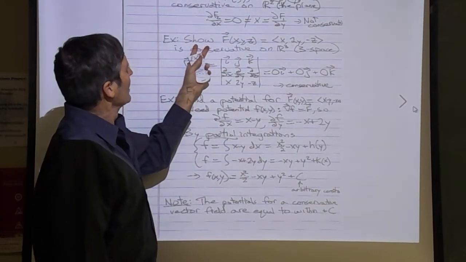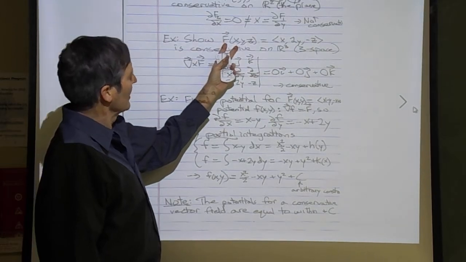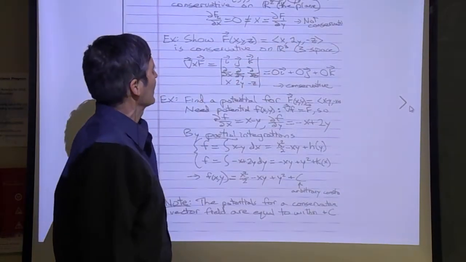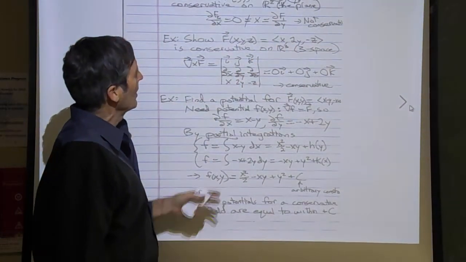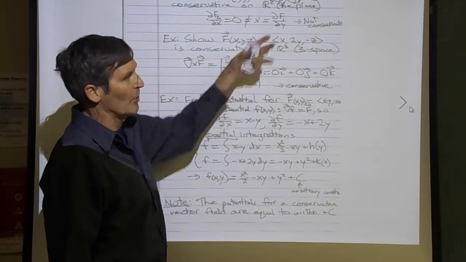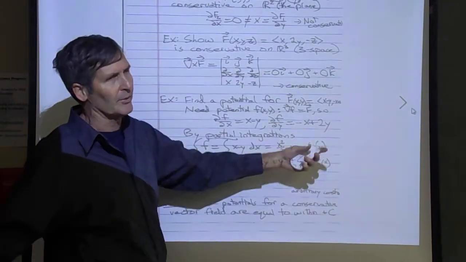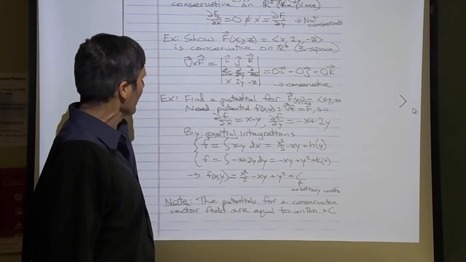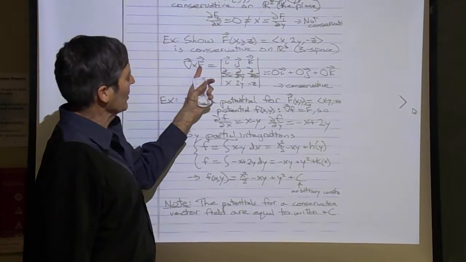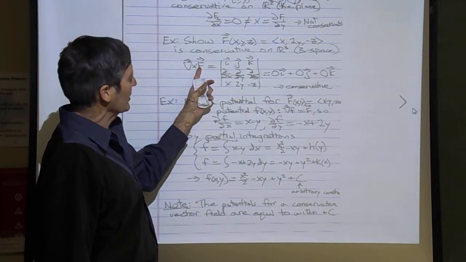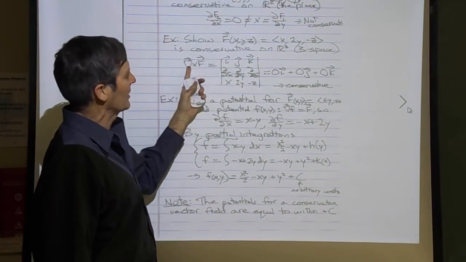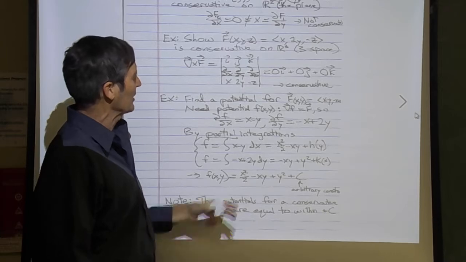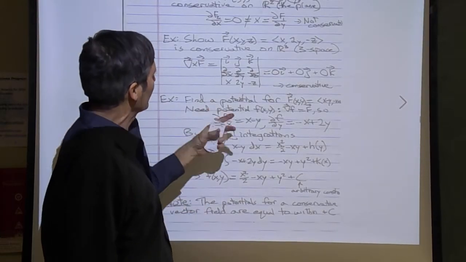Now, show that this vector field in 3 dimensions is conservative on R3, the whole 3-dimensional space. Well, there's no hole clear through 3-dimensional space, so this is an open, simply connected region. I take the curl, and if the curl is 0, it's conservative, and if the curl isn't 0, it's not conservative. So on simply connected regions, this is a real easy theorem, it's if and only if.